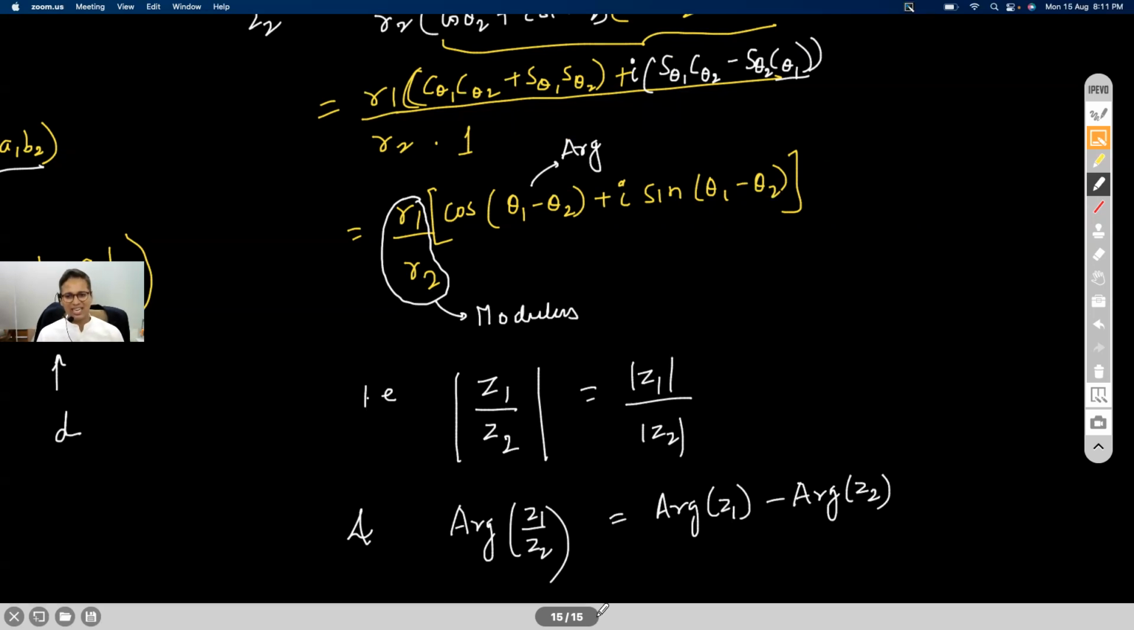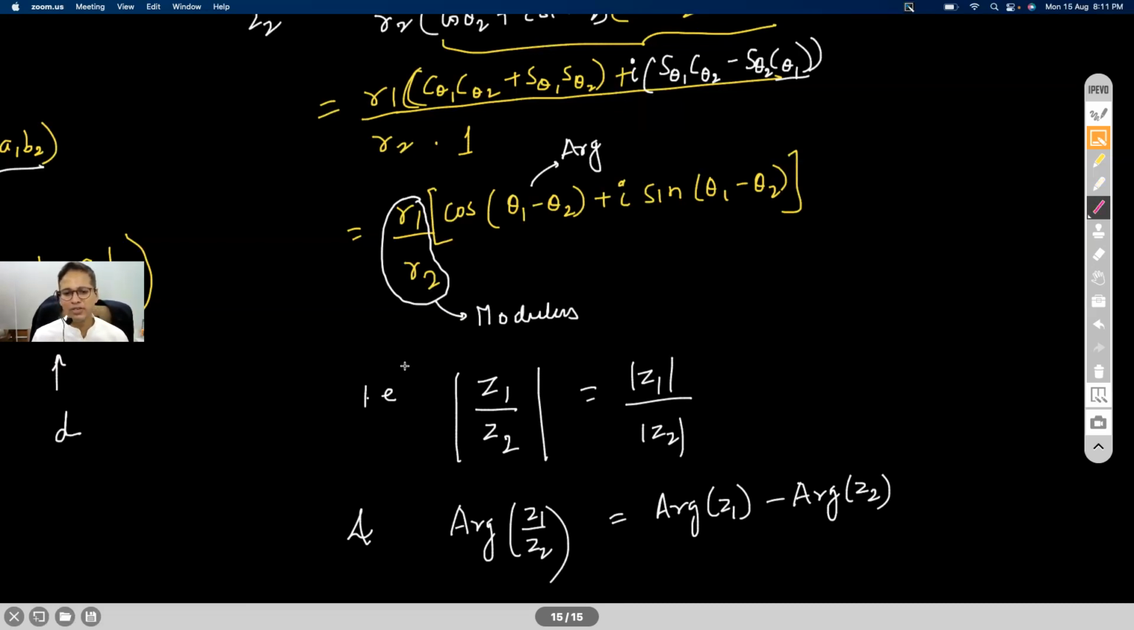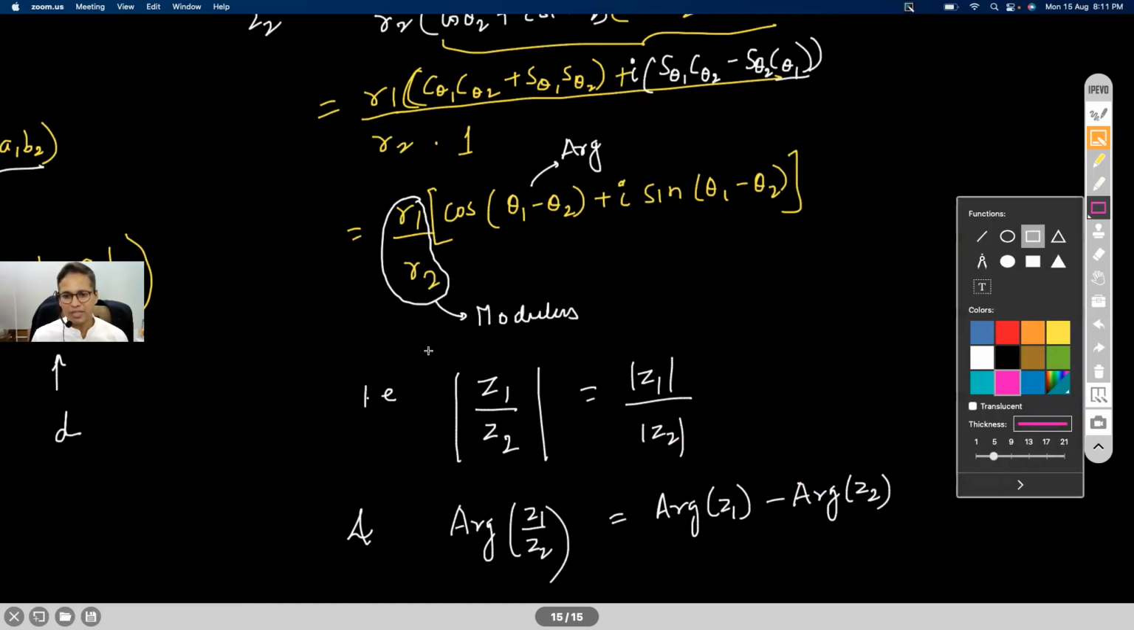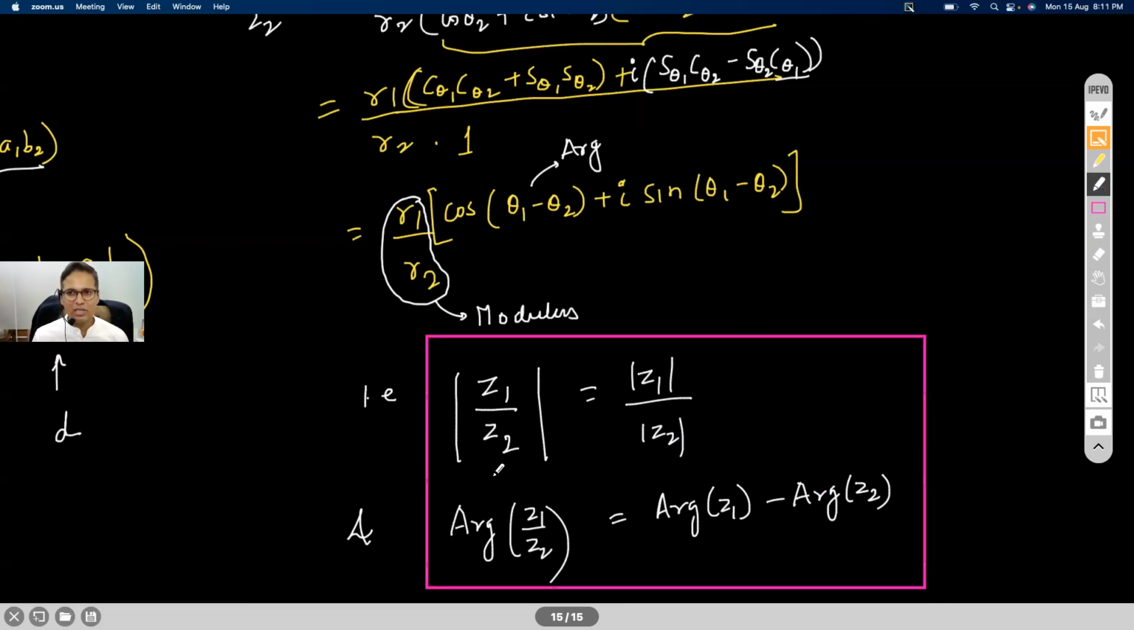I'll repeat again, I know my internet is not that good today. So what I said here, Naren, was that when you divide one complex number by another, the modulus of the resulting quotient is the ratio of the moduli of these two, and the argument is the difference of the arguments of these two. When I say difference, it means argument of z1, the top one, minus argument of z2.